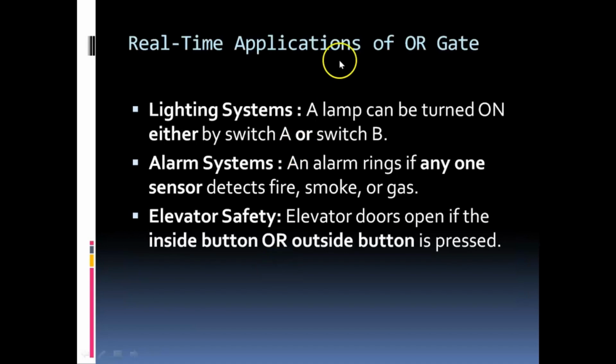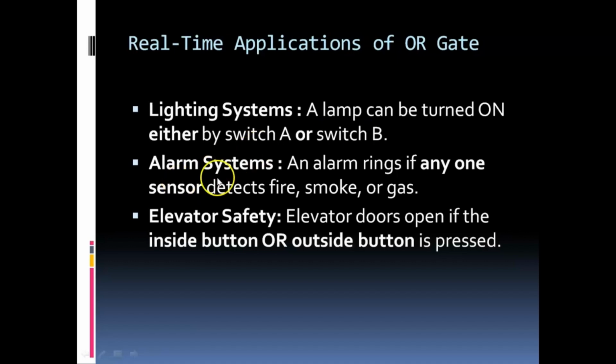Let's see some examples or applications of your OR gate. Lighting system: a lamp can be turned on either by switch A or B. Usually in our homes, to switch on a lamp or a light, we can turn it on from any one switch. If you have two switches for the same light and you use any one switch, here you can see the example of an OR gate. Any one switch you are using, either switch A or switch B.